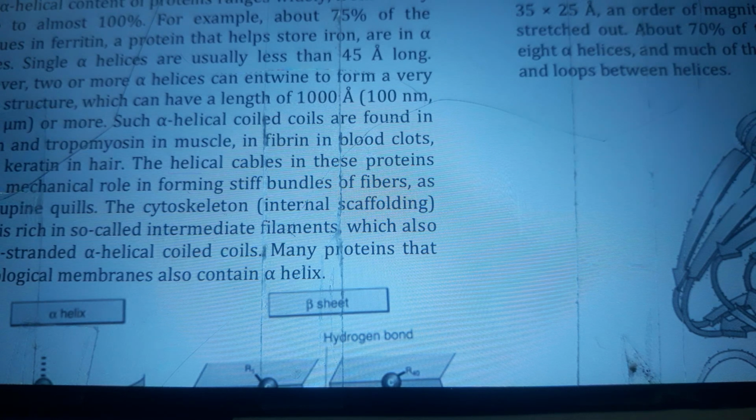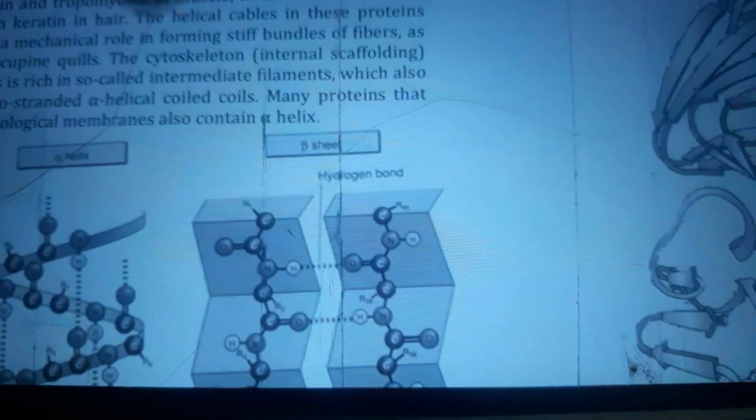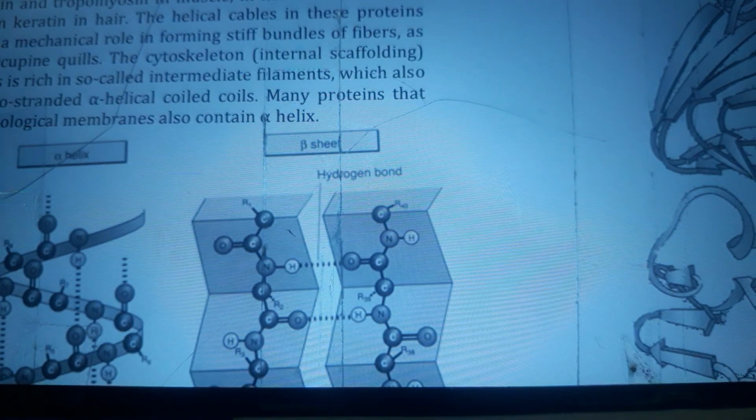However, 2 or more alpha helices can entwine to form a very stable structure which can have a length of 1000 angstrom, 100 nm or 0.1 micrometer or more. Such alpha helical coils are found in myosin and tropomyosin in muscle, in fibrin in blood clots, and in keratin in hair.